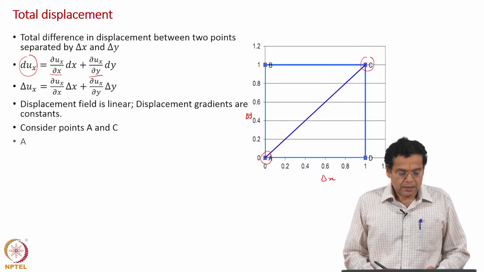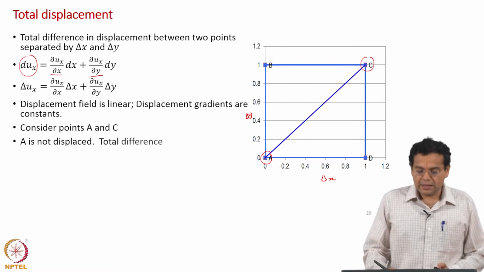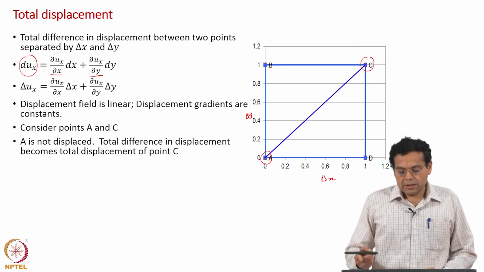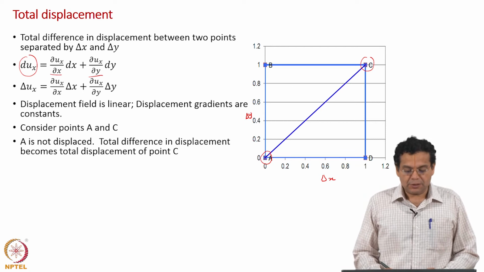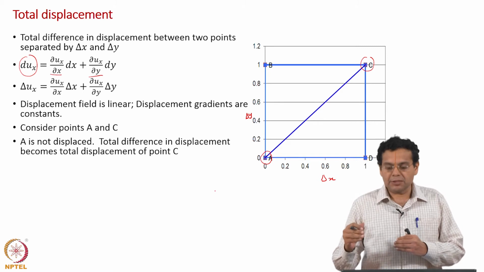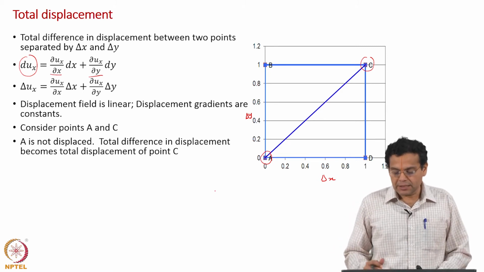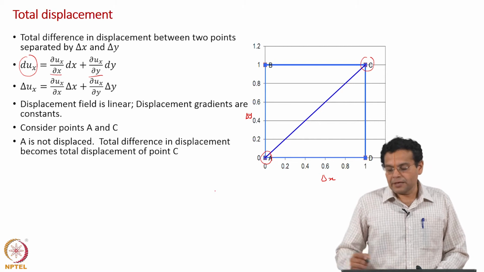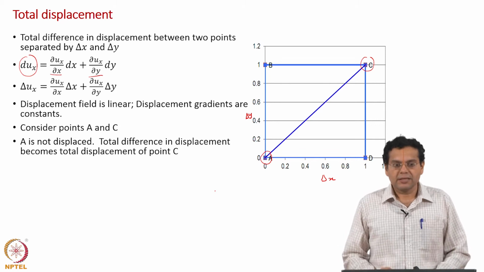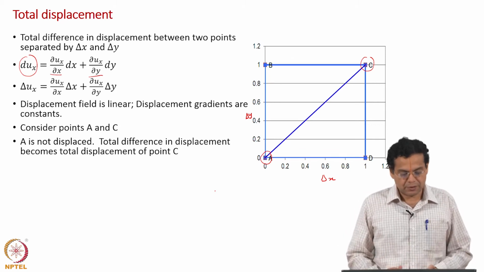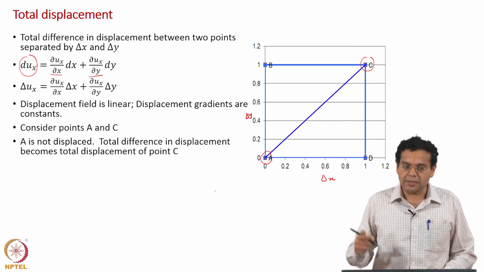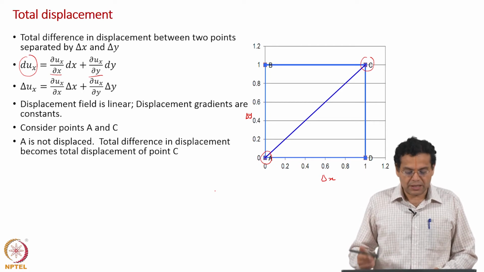Now, in the particular case A is not displaced, so the total difference in displacement becomes the total displacement of point C. We are actually supposed to consider the difference in displacement between C and A, but because A is not getting displaced, the difference in displacement between C and A becomes the displacement of C itself, in this case the total displacement of C. So, we will talk in terms of displacement itself.